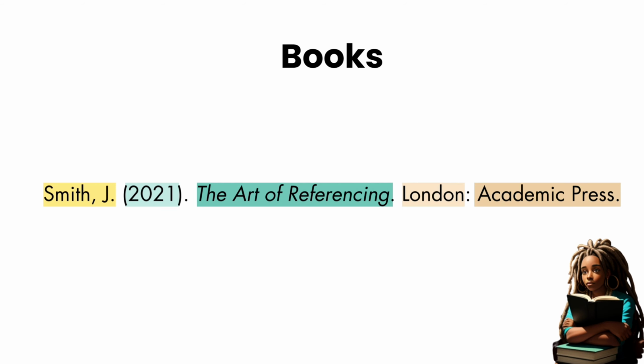We will start with the classics, books. You start with the author's name, followed by the publication year in parentheses, and then the book title in italics. Finish with the publisher's location and the publisher's name.